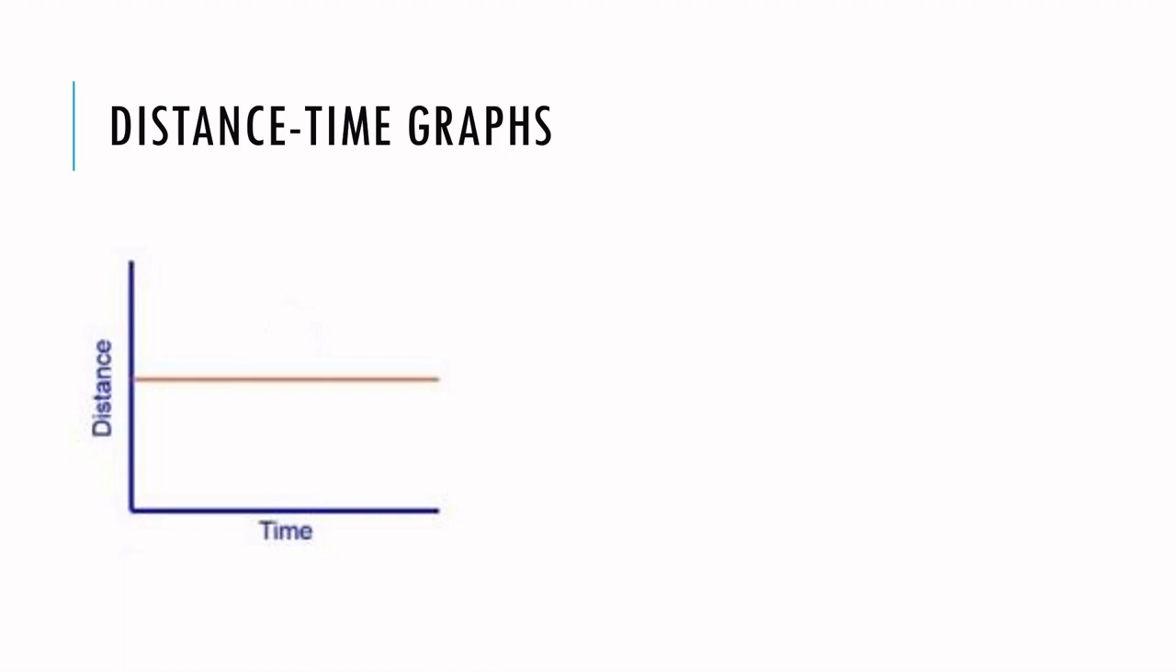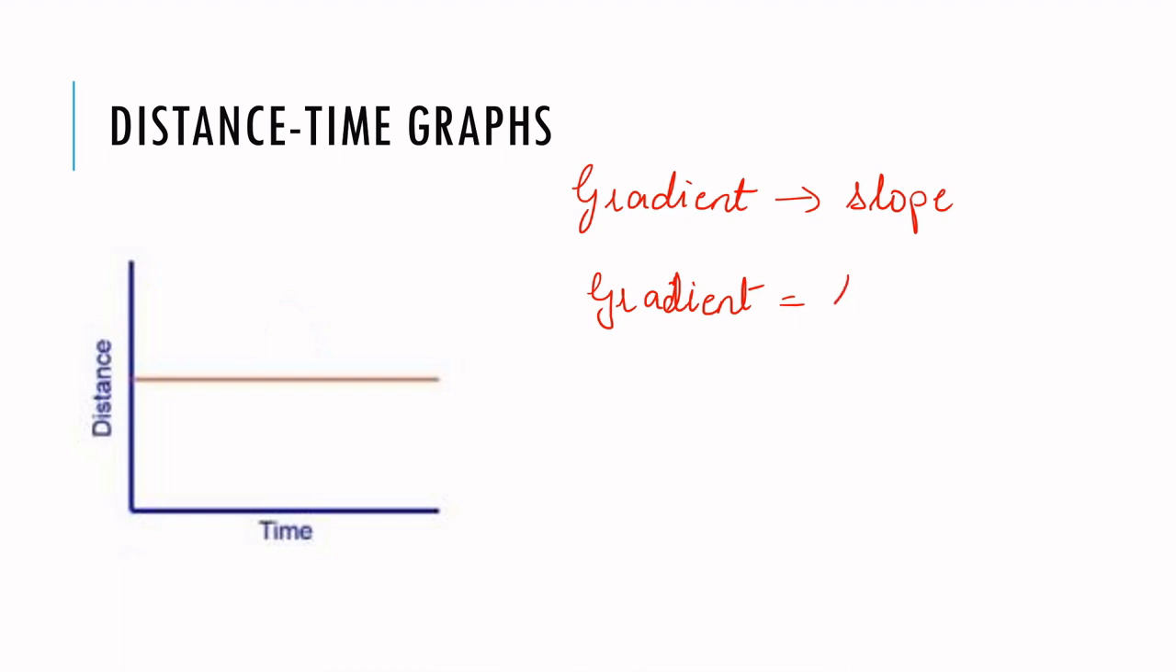The first thing we have to understand is that the gradient of each graph tells us how to interpret them. Now what is a gradient? A gradient is the slope of a graph. It is calculated by dividing the change in the y value by the change in the x value. So let's write down the equation. Gradient is equal to change in the y value upon change in the x value.